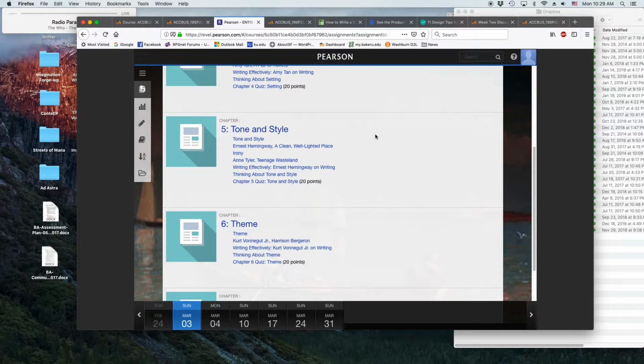And style also is part of that. Do I use short clipped sentences like Ernest Hemingway often does? Do I use long, cursive, flowing sentences with beautiful words? That's called purple prose. And what are you trying to say with that? What is the message you're trying to convey?